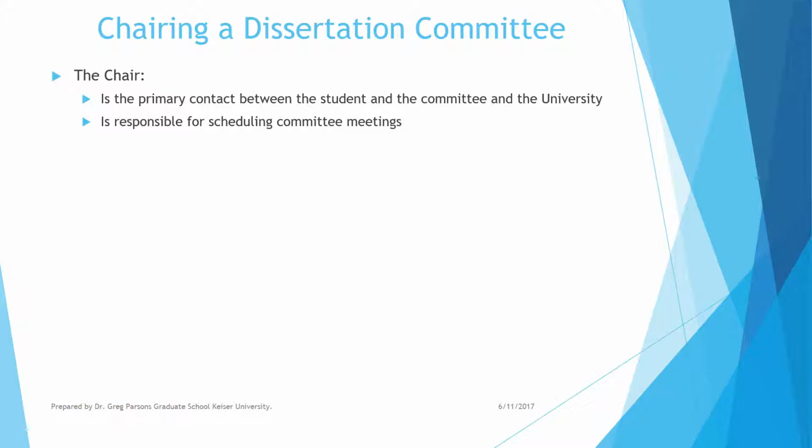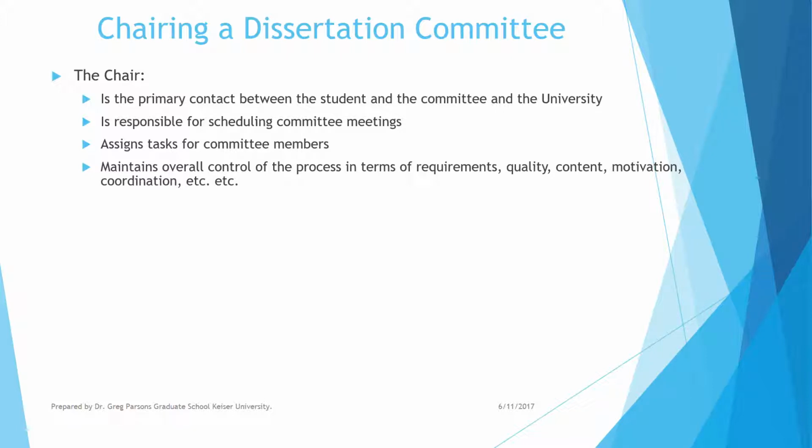Because of the way everything is organized, the chair, at least in the DBA program, as far as I've been involved in it, becomes the primary contact between the committee and the university. They're responsible for setting up meetings, sometimes with the student, sometimes without the student. The chair assigns tasks. The chair really is the one who is controlling the process, establishing the requirements, saying, no, that's not good enough, we've got to look at this, motivating the student, coordinating the student and the faculty and the committee members, and basically they're the project manager. They've got to know where everything is and make sure that it's moving along at a satisfactory pace, or as well as they can.